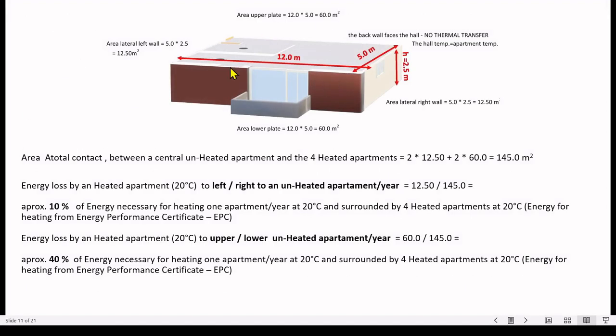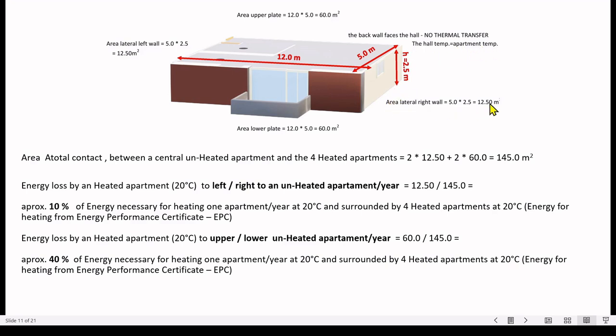Here is an example of an apartment. The front face to the outside has a length of 12 meters. The depth of the apartment is 5 meters and the height is 2.5. The back wall faces the hall. We'll consider that we have no thermal transfer there, because we'll consider the wall temperature is equal to the apartment temperature.